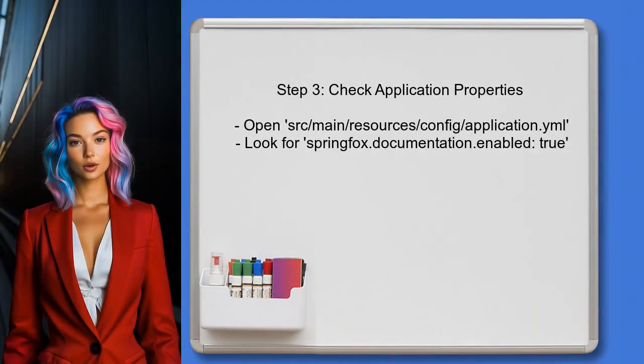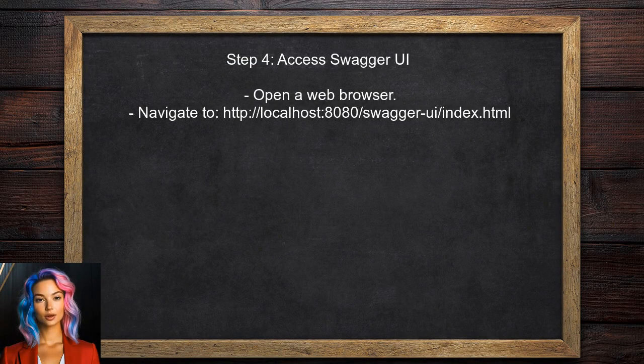They can do this by checking the console output for any errors after starting the application. If the application is running without issues, the user should check the application properties file. They need to ensure that the Swagger configuration is enabled. After confirming the configuration, the user can try accessing the Swagger UI again. They should use the URL localhost:8080/swagger-ui/index.html.